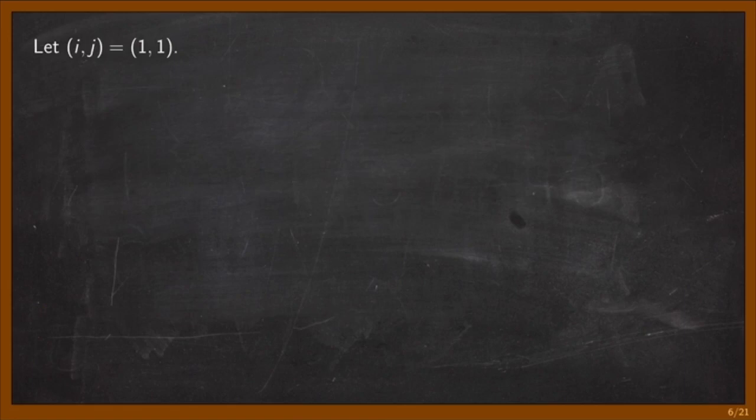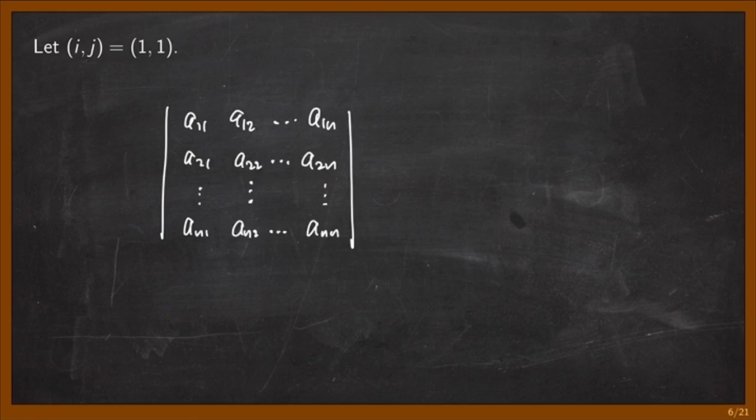To answer this question, let us first answer the easiest case. This is when i and j are both 1. In other words, we are considering the 1,1 entry of the matrix. What is the cofactor of the entry a11? Remember, in order to get the cofactor of the entry a11, if this is your matrix and this is your determinant, we wanted to get all the terms that have a11 as a factor.